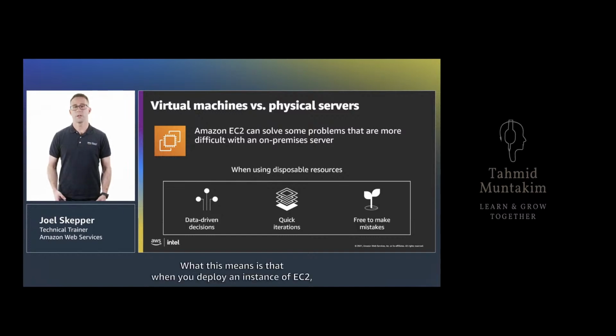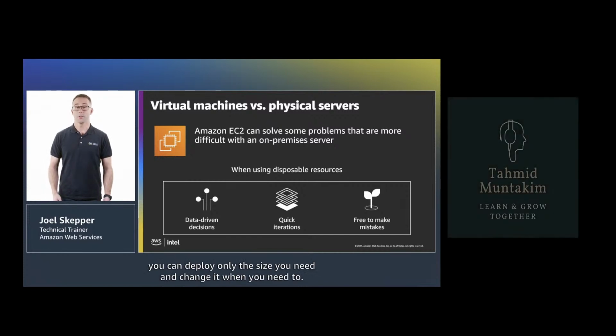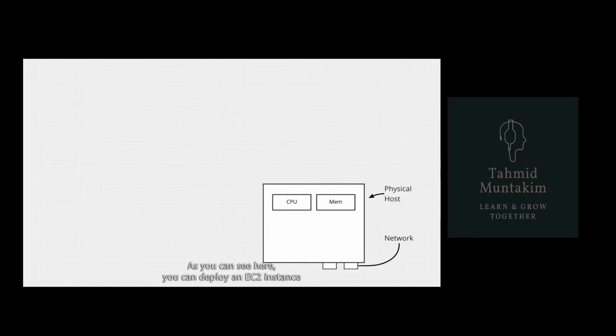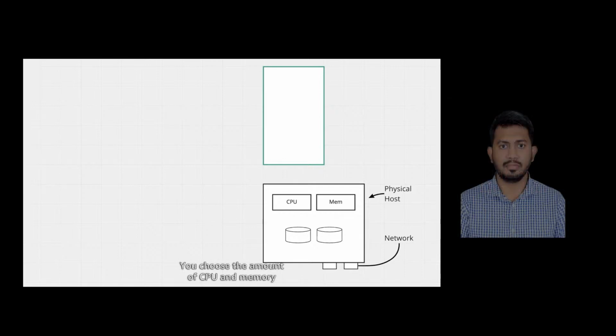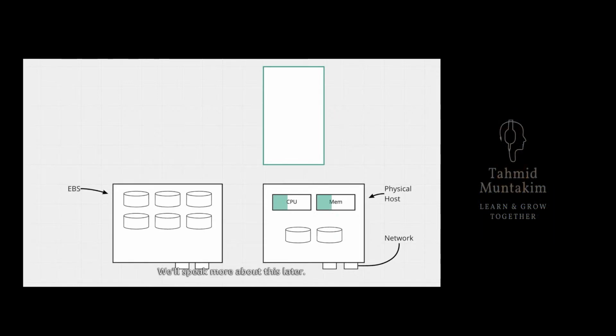What this means is that when you deploy an instance of EC2, you can deploy only the size you need and change it when you need to. As you can see here, you can deploy an EC2 instance which consumes only the resources you need. You choose the amount of CPU and memory, and then create separate disk volumes using the service Elastic Block Storage, or EBS. We'll speak more about this later.